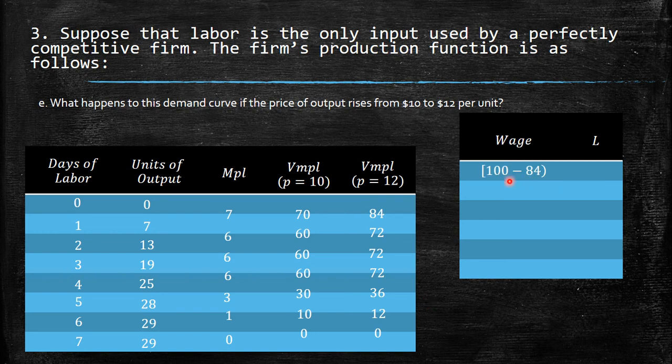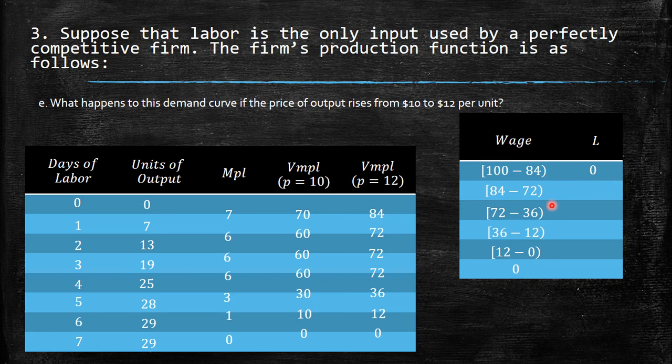Then here we have different intervals. Basically, it's the same here, same numbers. Here you can understand an important fact: because the price is higher, I can start to hire people when the wage is higher. So I can offer better salaries to people.